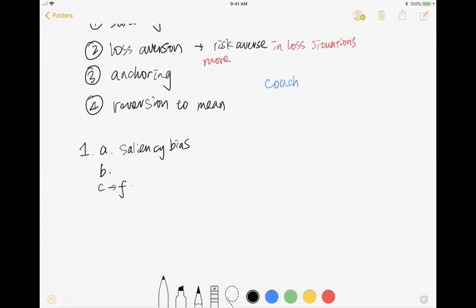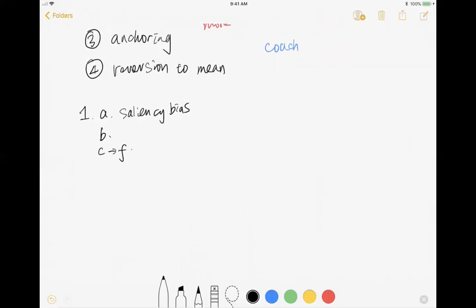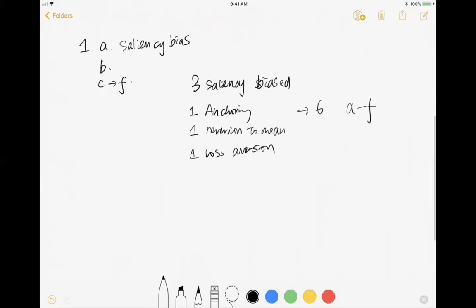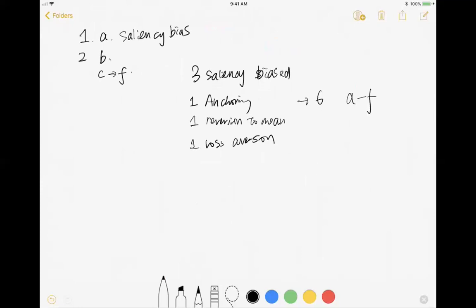For C to F, I can give you some hints. I think three saliency biases are used, and one anchoring, one reversion to mean, and one loss aversion. So that's in total 6. You can try to match which one to which one, for A to F. Okay, so that's number 1 and number 2.